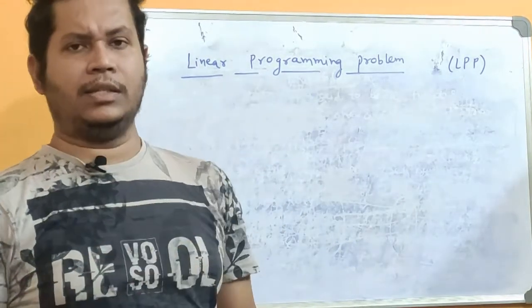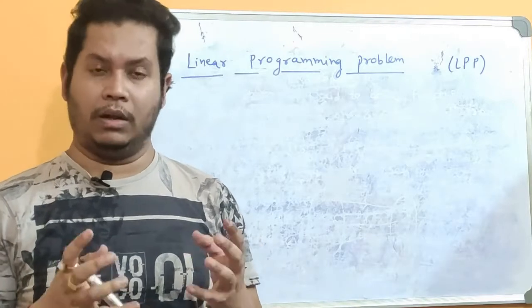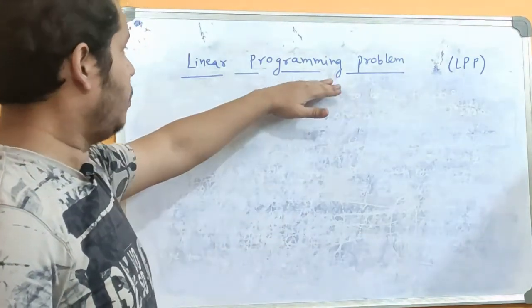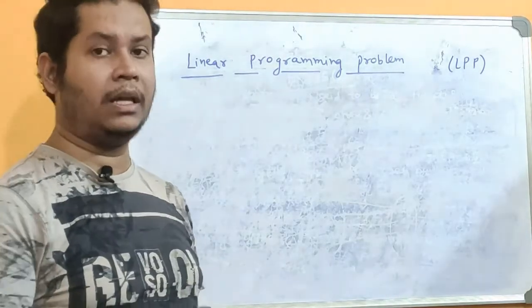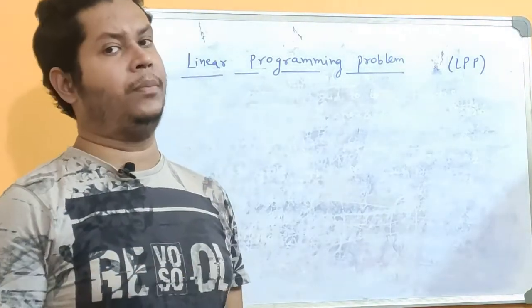Okay, now we have discussed what optimization problems are all about. Now then, what is an LPP? What is a linear programming problem? Basically, a linear programming problem is a particular type of optimization problem.